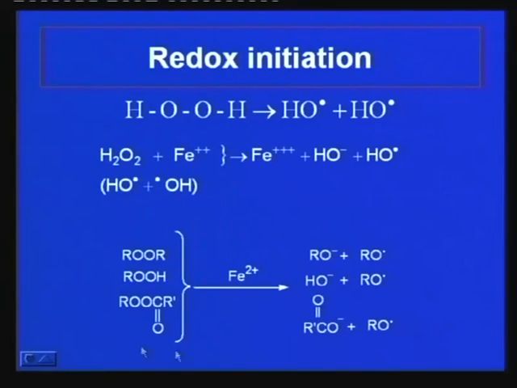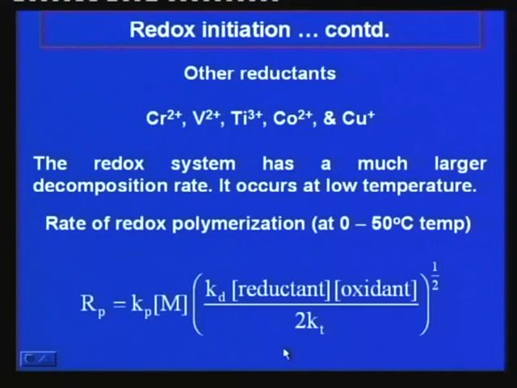This gives the same thing, a general system of peroxides, acyl peroxides, etc., and decomposition into free radicals and ions. Other reductants which can also be used are chromium, vanadium, titanium, cobalt and copper in the reduced state. The redox system has a much larger decomposition rate, it occurs at low temperature, and the rate of redox polymerization gives you very good rate at this temperature range, and this rate of redox polymerization can be evaluated with the help of this expression.